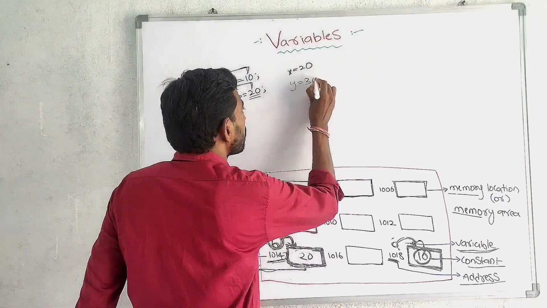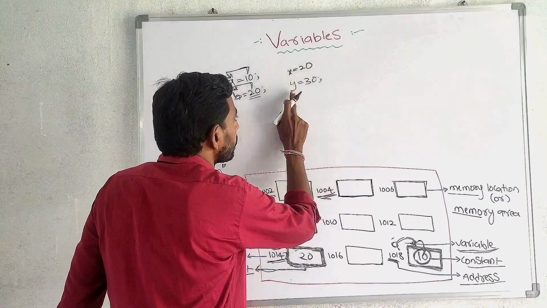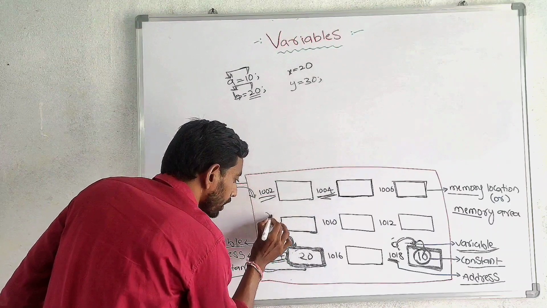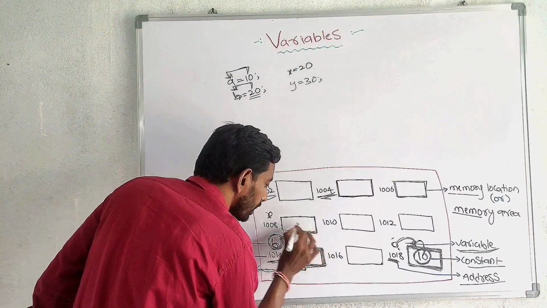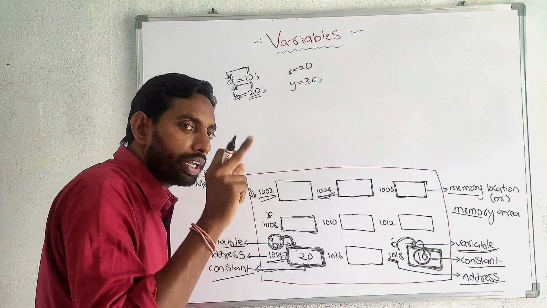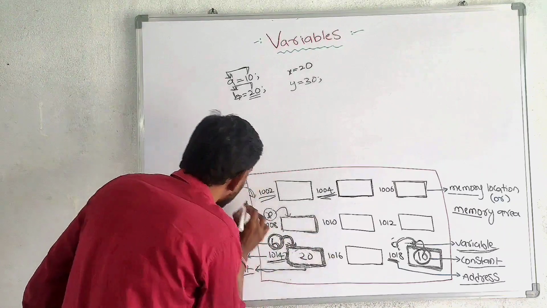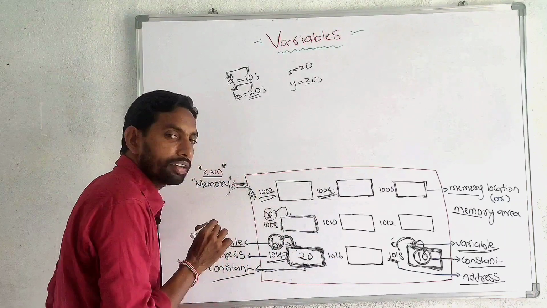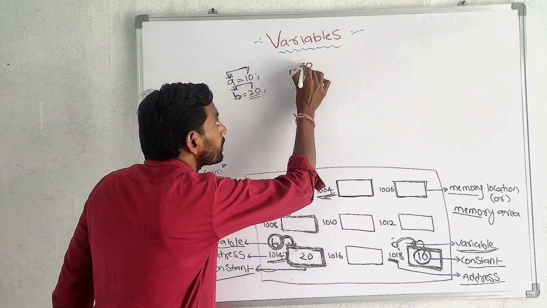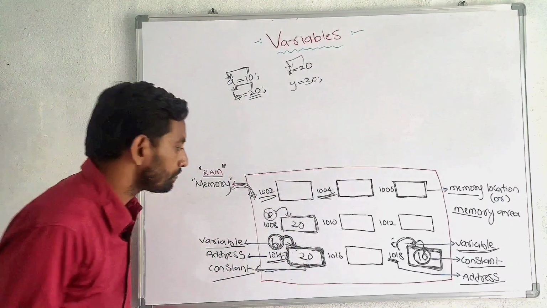x is equal to 20, y is equal to 30. X is a variable name, 20 is a constant, y is a variable, 30 is a constant. X is a variable name given to this memory location or memory area. Already I have provided the definition: a variable is a name given to a memory location or memory area in the memory. Constant value 20 is stored.